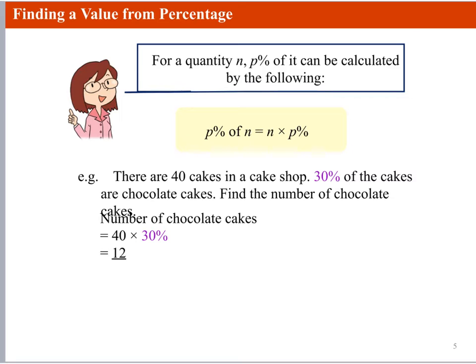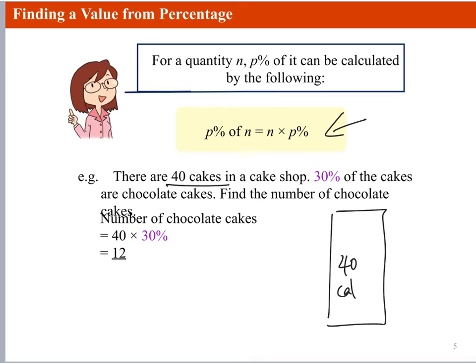Okay, now this is the second equation that we have to learn. We have a total number of cakes here. There are 40 cakes in the cake shop, and 30% of the cakes are chocolate cakes. It means if there are 40 cakes in total, 30% of the cakes are chocolate cakes, and the other 70% are other kinds of cakes. So now we have to find the number of chocolate cakes.